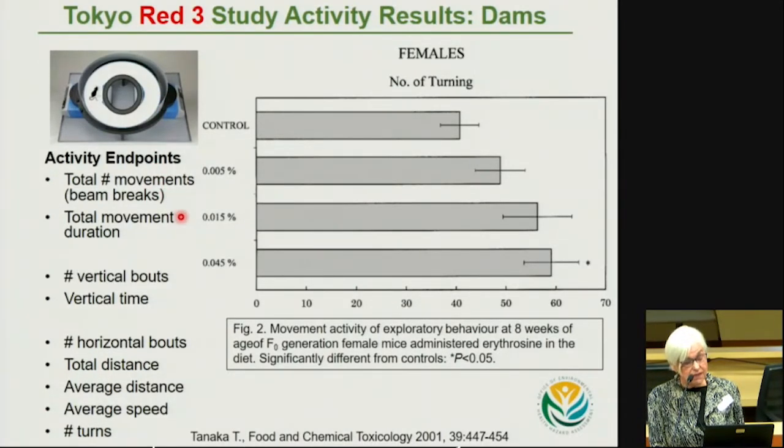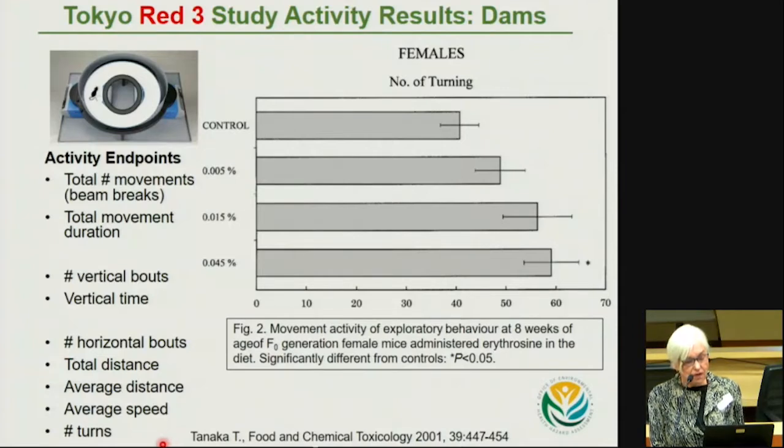So the activity endpoints, and there's always a lot of them in an activity study: total number of movements or beam breaks, the total movement duration, total amount of time the animals kept moving, and then both vertical and horizontal endpoints. The number of vertical bouts. Vertical activity is the animal standing up on its hind legs. Since rats and mice don't walk on their hind legs, they immediately come back down. It's called rearing. That's vertical activity. Horizontal activity is running around the maze. And the endpoints for that included total distance, average distance of each bout of horizontal activity, average speed, and the number of turns.